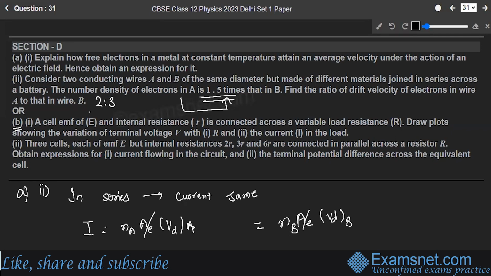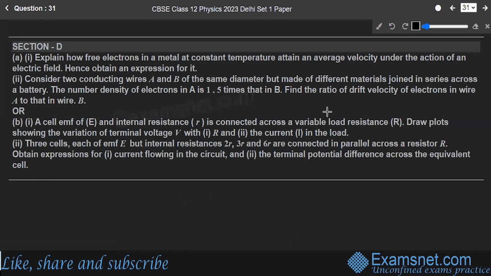A cell of EMF E, internal resistance r, is connected across a variable load resistance R. Draw the plots showing the variation of terminal voltage V with R, and of the current in the load. Okay, let's read it once again. The cell EMF E, internal resistance r is connected across a variable load resistance R. You have to draw the plots showing the variation of the terminal voltage with R, and the current in the load. Okay, fine.